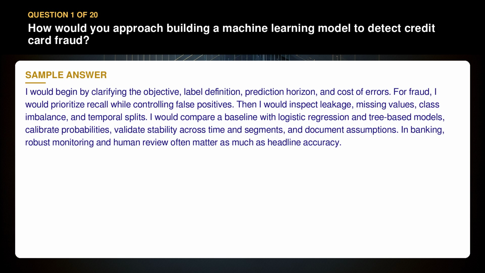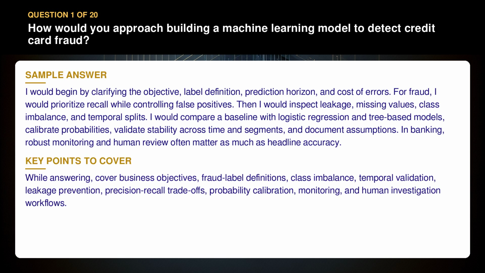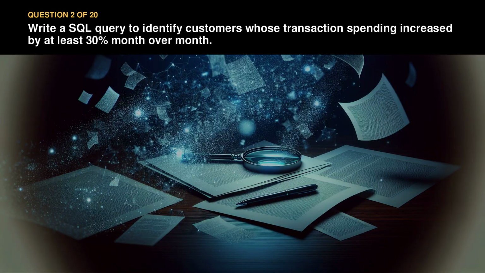I would compare a baseline with logistic regression and tree-based models, calibrate probabilities, validate stability across time and segments, and document assumptions. In banking, robust monitoring and human review often matter as much as headline accuracy. While answering, cover business objectives, fraud label definitions, class imbalance, temporal validation, leakage prevention, precision recall trade-offs, probability calibration, monitoring, and human investigation workflows.